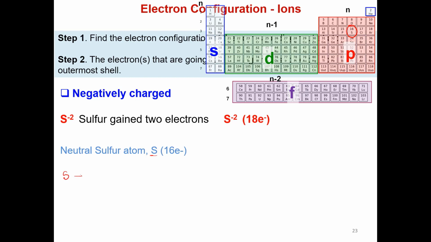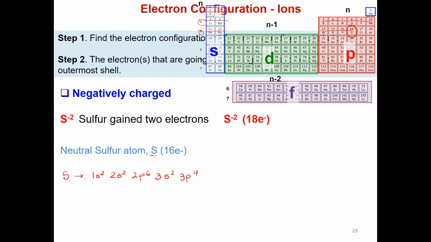Then we had 1s2, 2s2, 2p6, the next will be 3s2, and 3p: 1, 2, 3, 4, then 3p4.